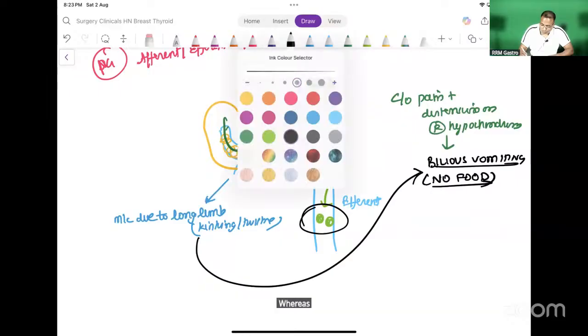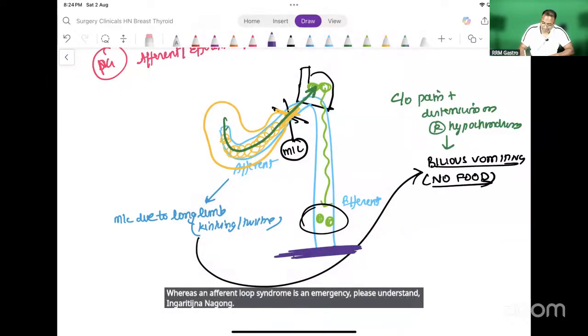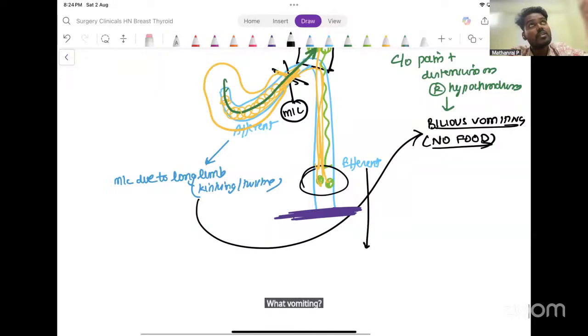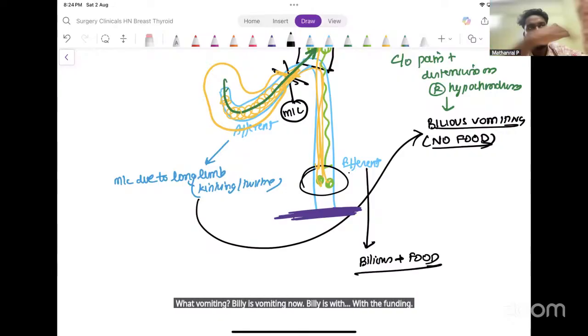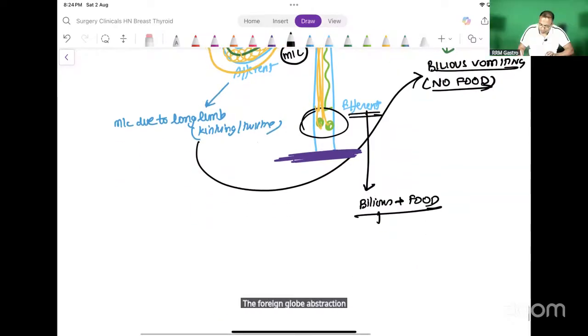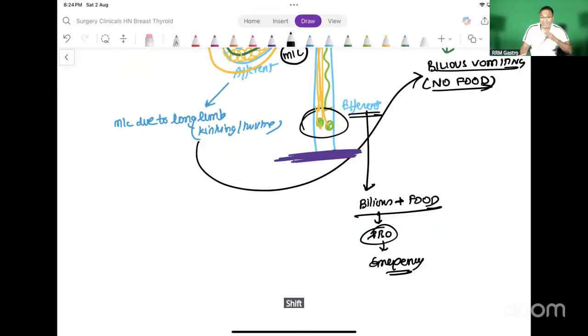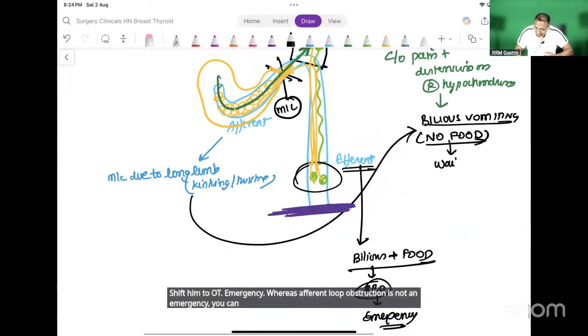Whereas an efferent loop syndrome is an emergency. Please understand. இங்க அடைச்சிச்சுன்னா என்ன ஆகும்? பைலும் போகாது, இட்லியும் போகாது. So you will have what vomiting? Non-bilious vomiting? இல்ல, bilious vomiting தான். Bilious with food. The efferent loop obstruction is like a small bowel obstruction. It's an emergency. Emergency theater தள்ளுங்க. Shift him to OT. Emergency case. Whereas afferent loop obstruction is not an emergency. You can wait and watch.